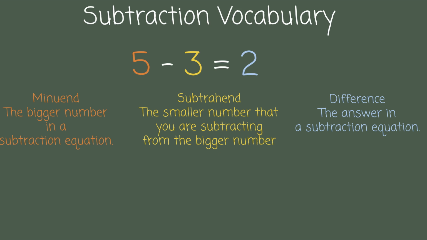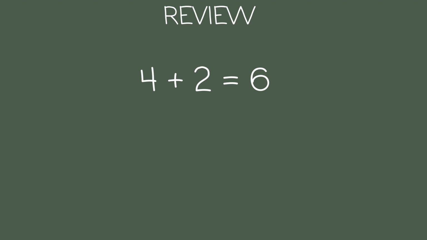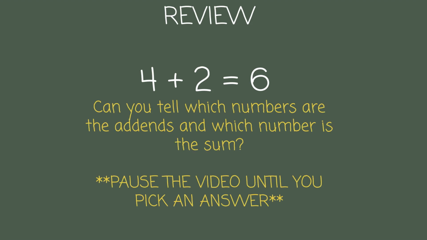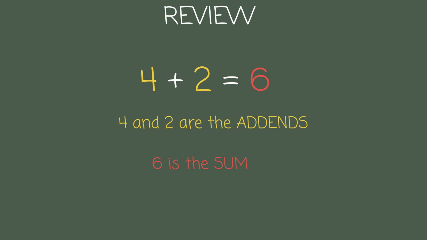Now, in reality, we don't use the terms minuend and subtrahend very often, but it is always good to familiarize yourself with these terms so you won't be lost in case you see it in a word problem. Now let's review. In this addition equation of 4 plus 2 equals 6, can you tell me which numbers are the addends and which number is the sum? That's right. 4 and 2 are the addends and 6 is the sum. Great job. I can hear all of you wonderful scholars out there answering correctly.